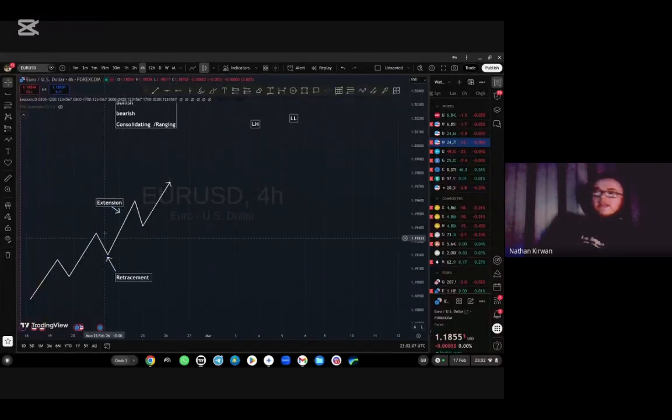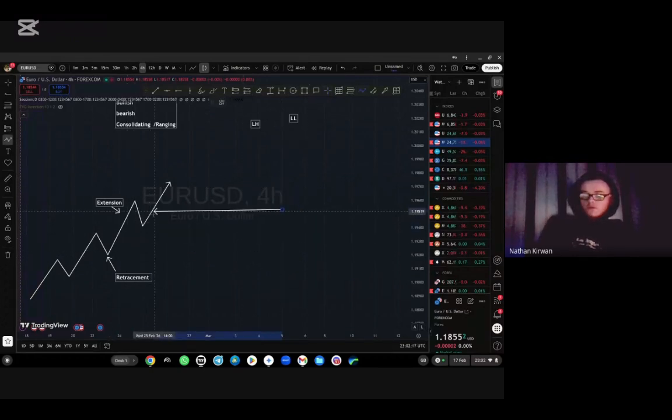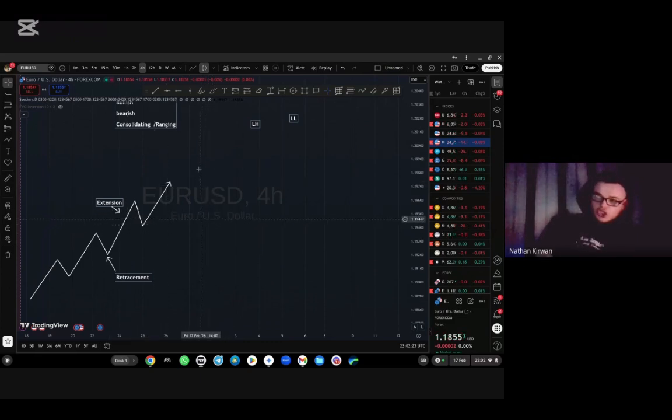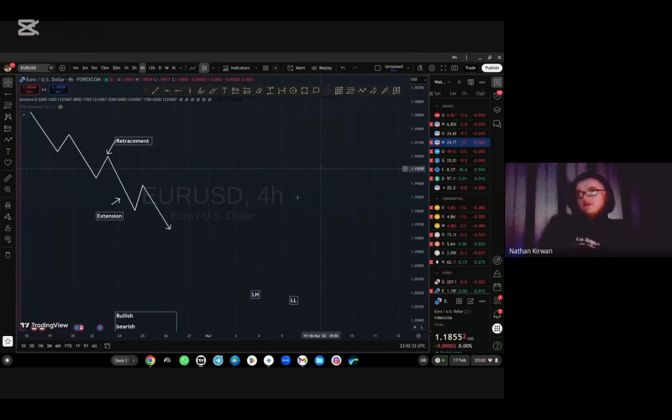Why would you want to take this little sell when you could simply wait for the sell to happen and then enter yourself into a better buying position to take advantage of this whole move up? When we're in a bullish trend, your retracements or your corrections are always going to be smaller than your extensions, because if they weren't, you wouldn't be in a bullish trend. And then vice versa in a bearish trend. If we just invert that, that's beautiful, isn't it?